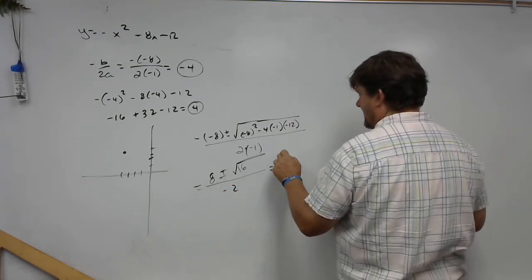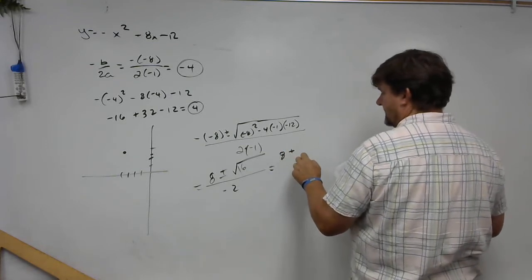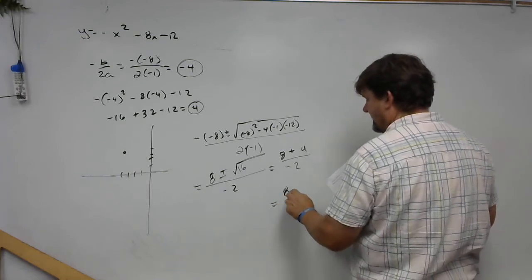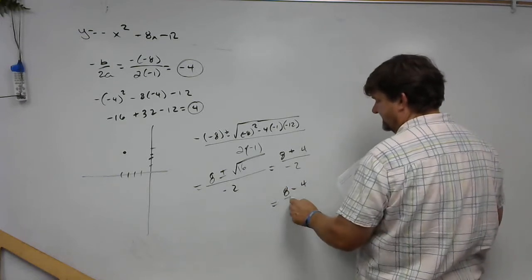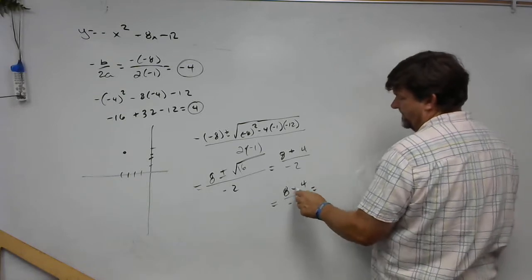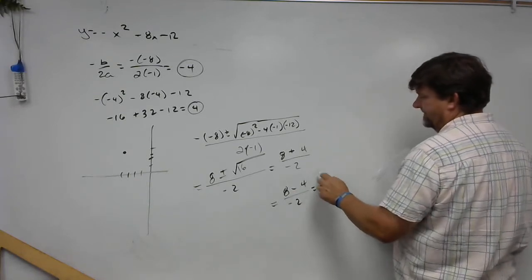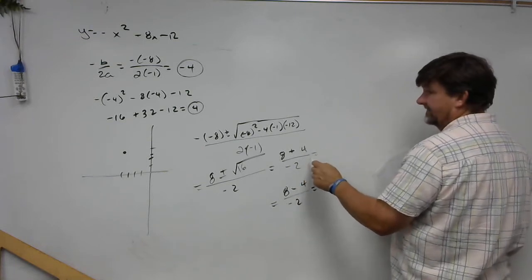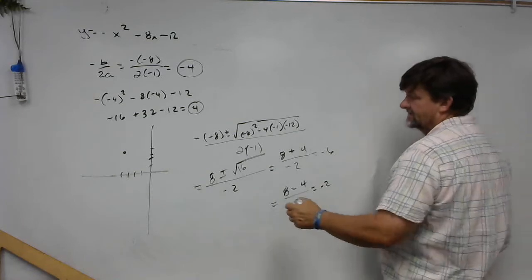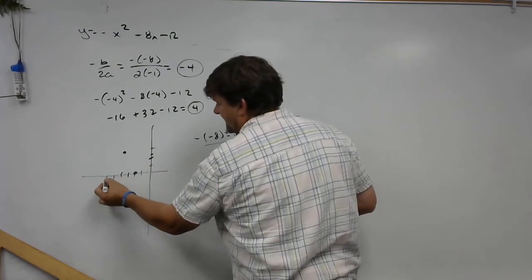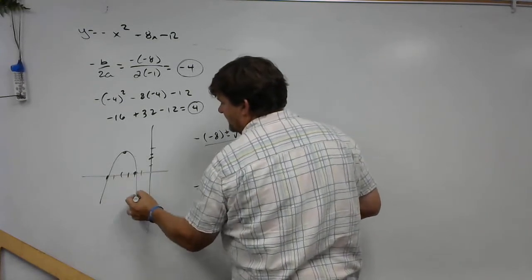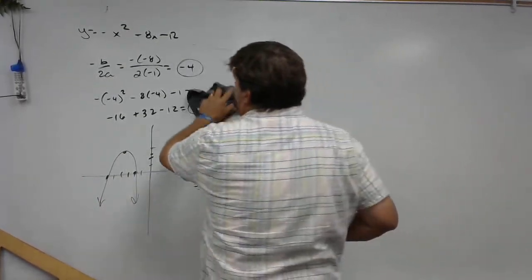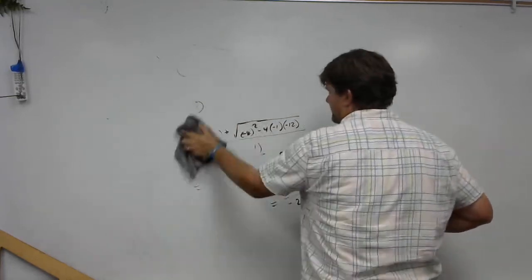So now we get 8 plus the square root of 16, which is 4, divided by negative 2, and we get 8 minus 4, which is the square root of 16, divided by negative 2. 8 minus 4 is 4 divided by negative 2. 8 plus 4 is 12. 12 divided by negative 2 is negative 6. So we got negative 2, negative 6, and I draw it. There we go. So that's how you do that one. Okay, that's number 1. Let's tackle number 2, guys.